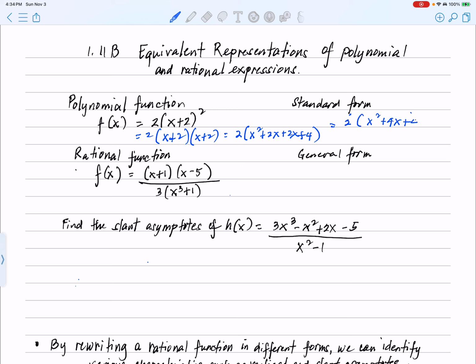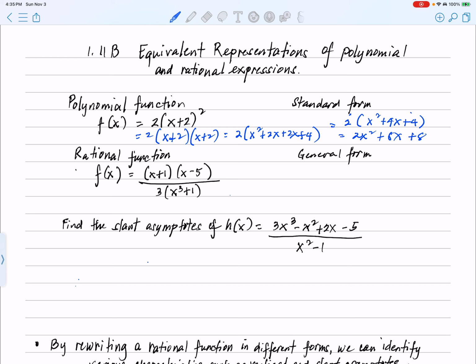So your standard form will be 2x squared, 2 times 4, that's 8x, plus 8. And that's how a polynomial function should be written in standard form. How about in rational form?